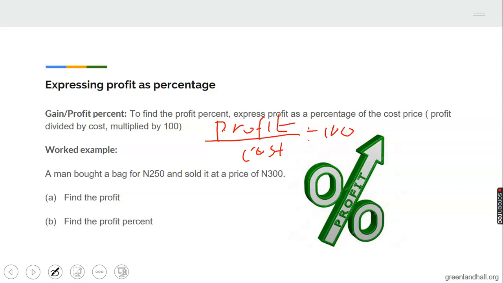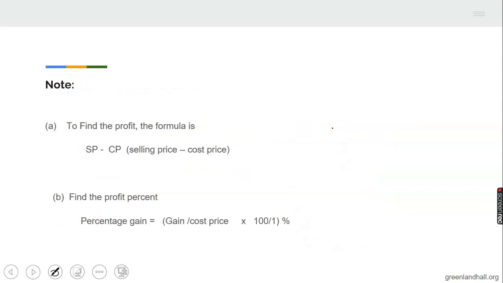Now let's look at this example. A man bought a bag for 250 naira and sold it at the price of 300 naira. We're going to find A, the profit, and B, the profit percent. I'll tell you the formula for finding the profit and the formula for finding the profit percent on the next slide. So let's go to the first one, how to find the profit.